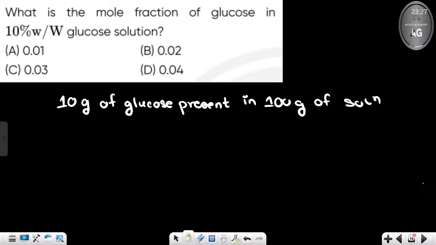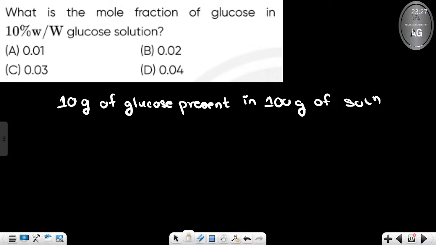The question is giving you the solution's name and a percentage or something like that. You can define your own solution. Exactly what is there we don't know, but we can define the solution. We can say that 10 gram of glucose is present in 100 gram of solution. That is only 10%, right?